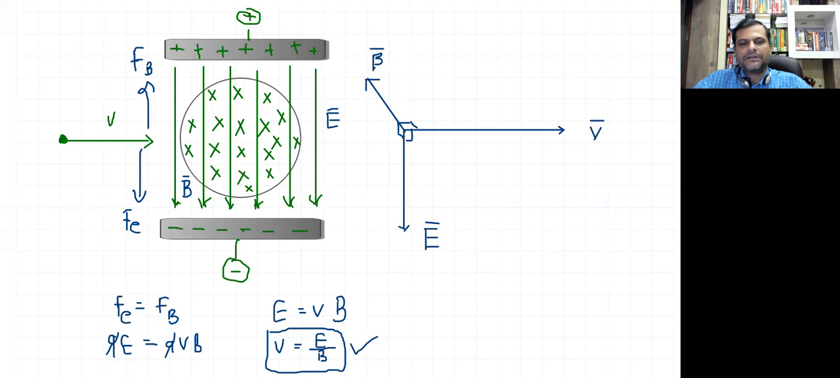Here the particle will move with this velocity and it will not be deflected either upwards or downwards. It will just pass undeviated through the magnetic as well as the electric field. Remember, this is a simple situation and we can obtain this formula and use it further. So this is all about the topics we have to discuss today.